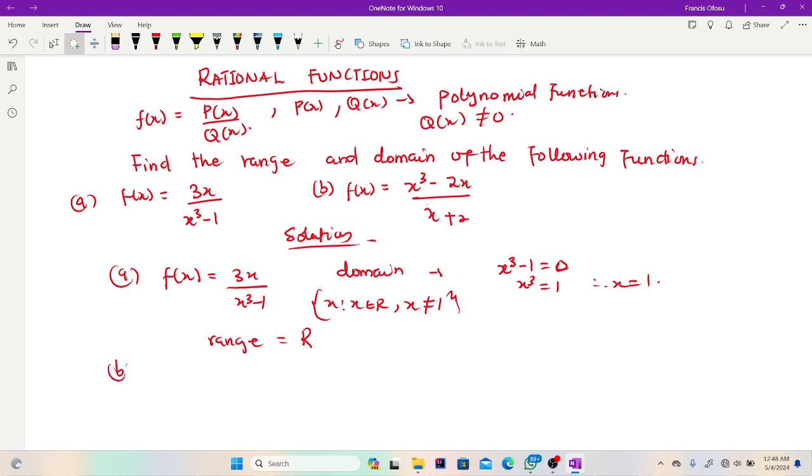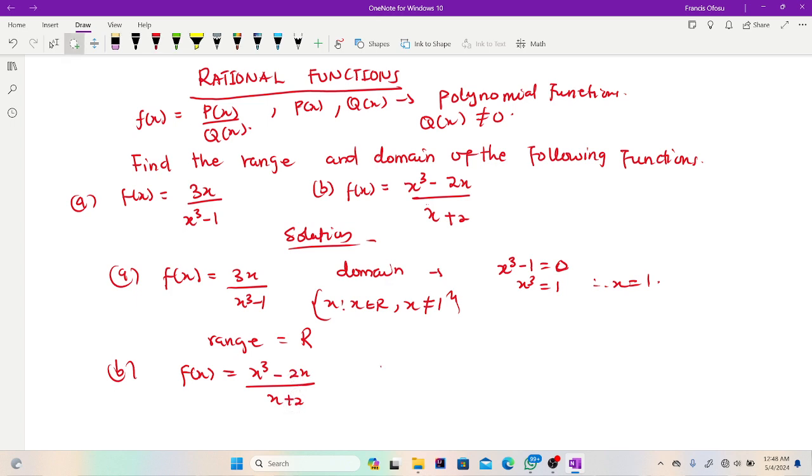Let's see the second part of the problem. I have b, which is f of x also is equal to x cubed minus 2x all over x plus 2. So before you start, you ask yourself, is this a rational function? Yes, it is, because your numerator is a polynomial function and your denominator is also a polynomial function.